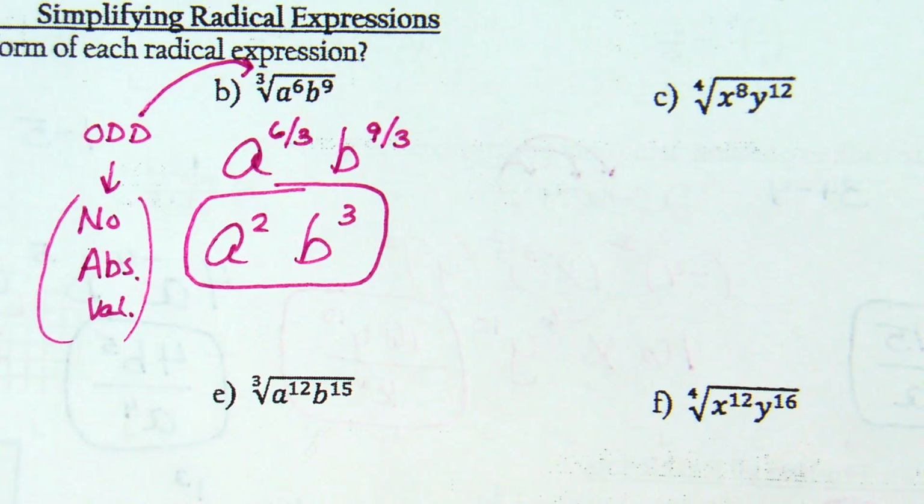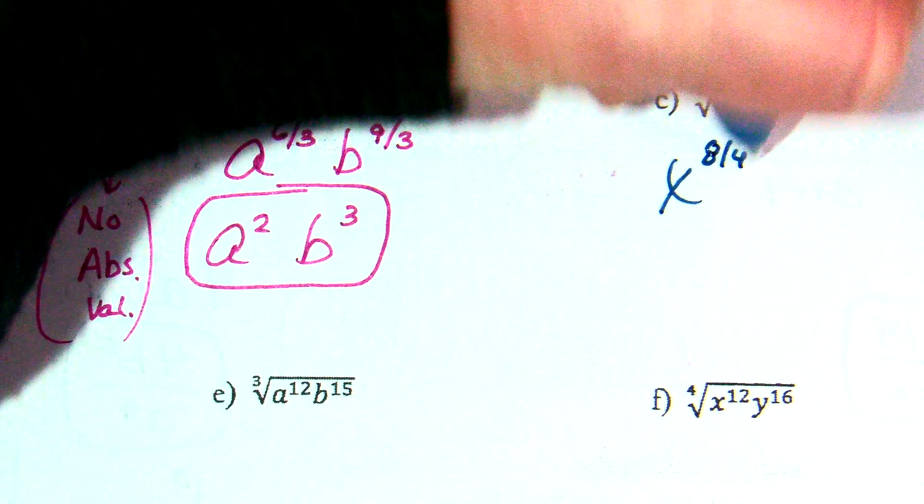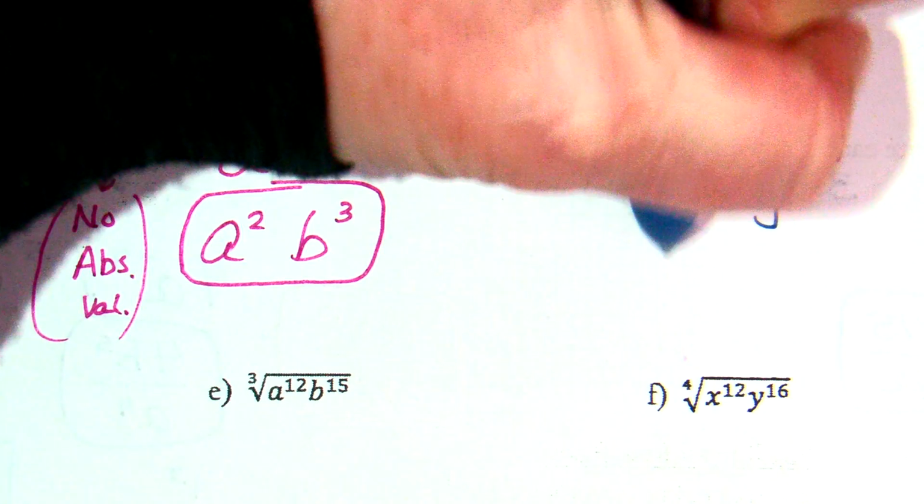4th root of x to the 8th, y to the 12th. I would like to think we know how to do the first part here. How do we do the 4th root of x to the 8th, y to the 12th? Divide those powers by 4, since it's a 4th root. So I'm going to have to do x to the 8 divided by 4 and y to the 12 divided by 4. What do those values become? X to the 2nd, y to the 3rd.